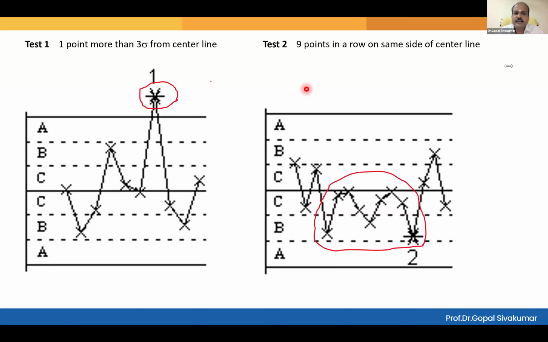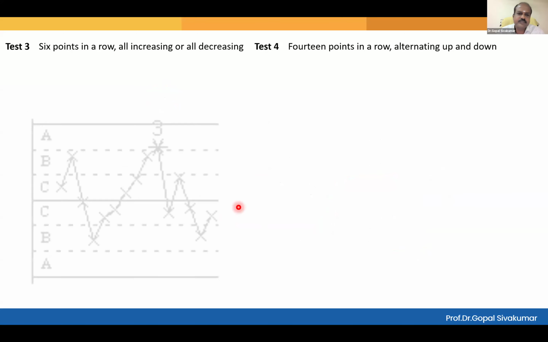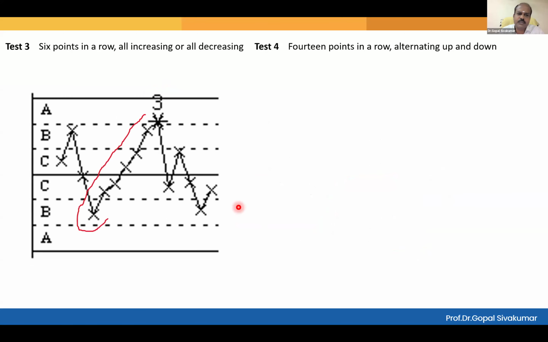If your process is performing against the properties of normal distribution, that means there is more chance that your process can be under the influence of special causes. Yes or no? So that's how it is. So this is also here. The problem is there is a trend, continuously points moving up.